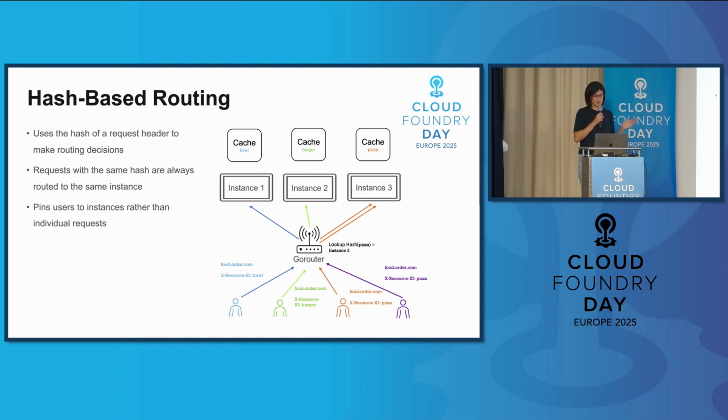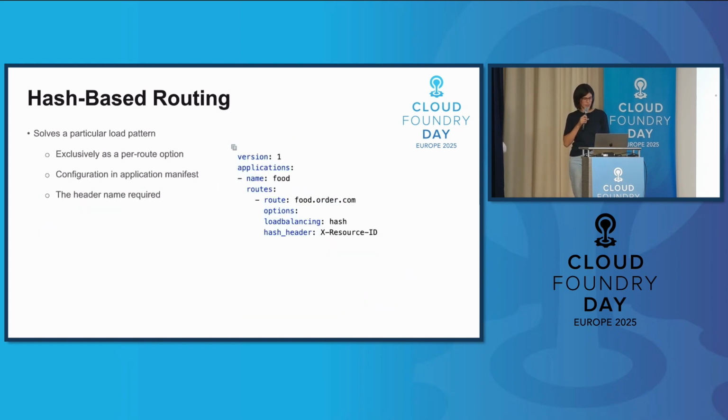If another client or the same client sends another request to the same endpoint, but with the request header X-Resource-ID and its value pool, then Gorouter calculates a new hash and maps it to instance 1. In other words, hash-based routing focuses on pinning users to application instances rather than distributing the individual requests. But hash-based routing solves a particular load pattern and cannot be used like a generic platform setting. That's why it will be provided only as a per-route option.